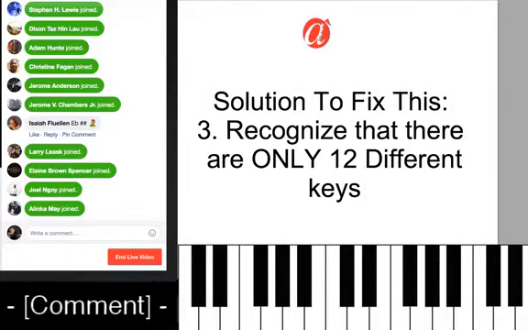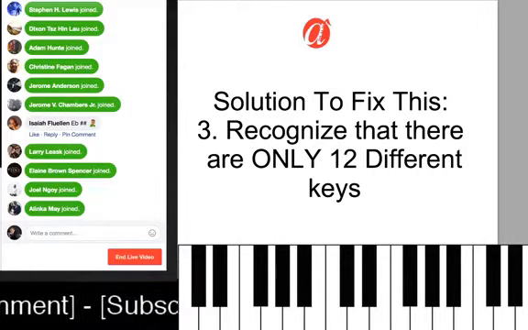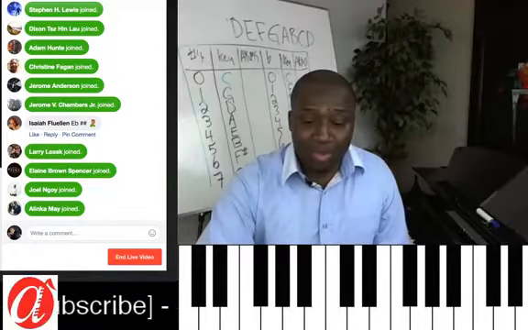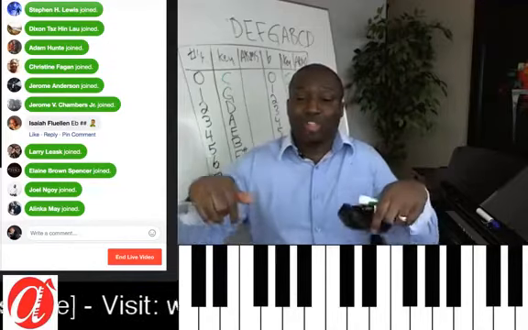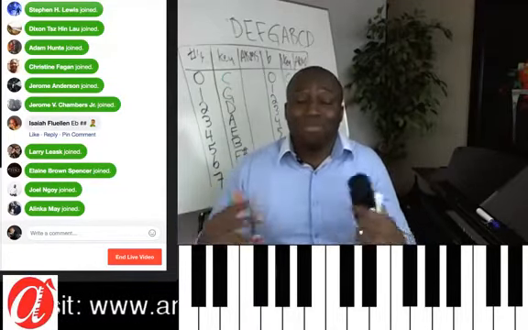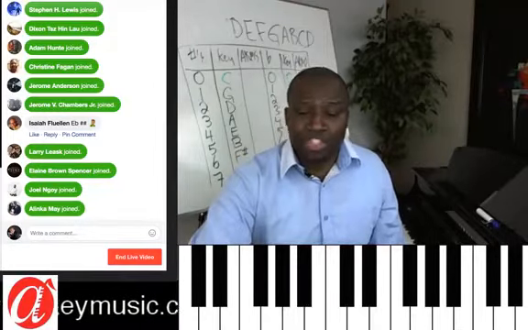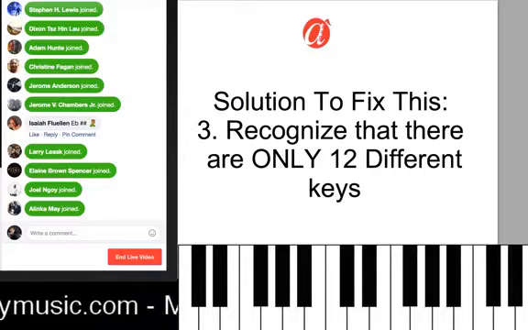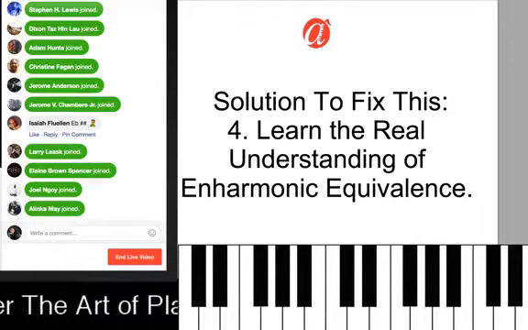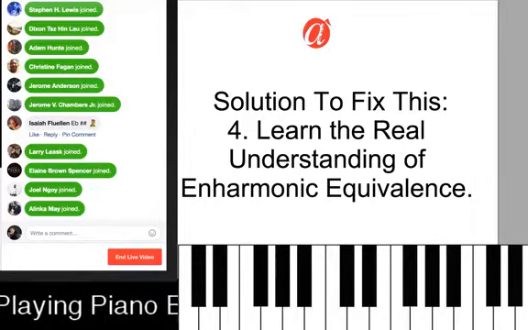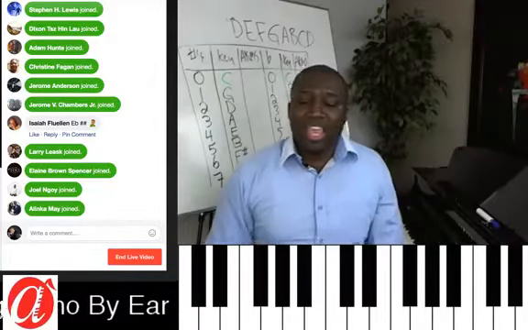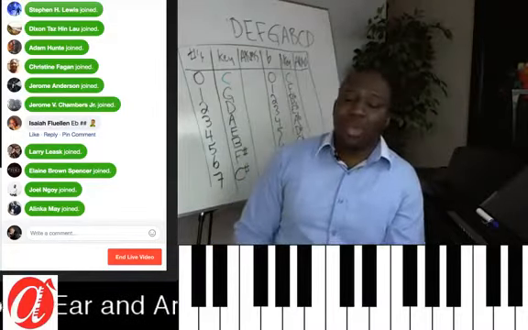Okay, then number 3 is simply this. You can recognize that there are only 12 different keys. Now, remember, I said to prove me wrong, but on the piano, you saw them there. There's 7 white keys and 5 black ones. That is 12. So if you want to prove me wrong, please chime in at any time. So that's number 3. Recognize that there are only 12 keys. And then number 4, you have to learn the real understanding of enharmonic equivalence. Enharmonic equivalence is the real reason that we have to look at here.